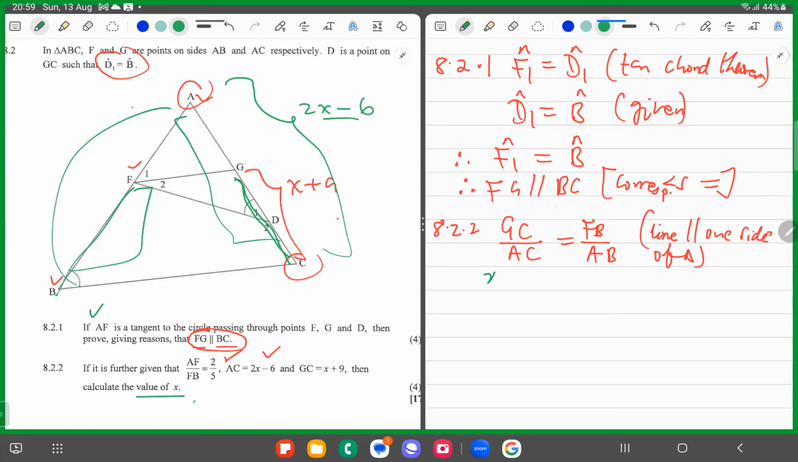GC is x plus 9. AC is 2x minus 6. We have been given FB, so FB is 5 here, over what is AB? 7.